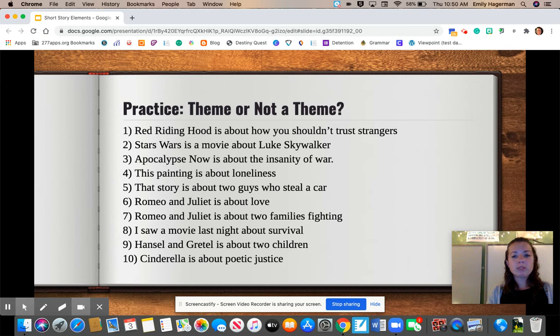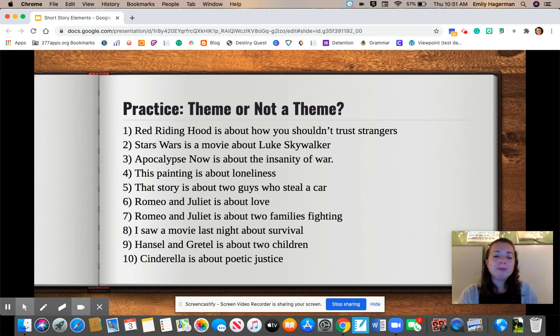Star Wars is a movie about Luke Skywalker. Theme or not a theme? Not a theme. Okay, that's just the character. So again, that's not really a message. All right, Apocalypse Now is about the insanity of war. I would say this is closer to a theme, again, just like our first one. And I would count this as a theme, how war can be insane, how war has the potential to make people insane.